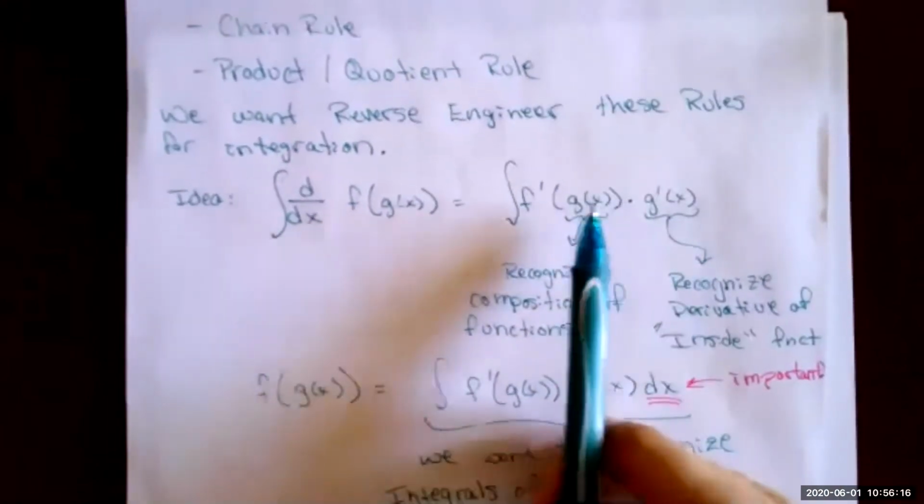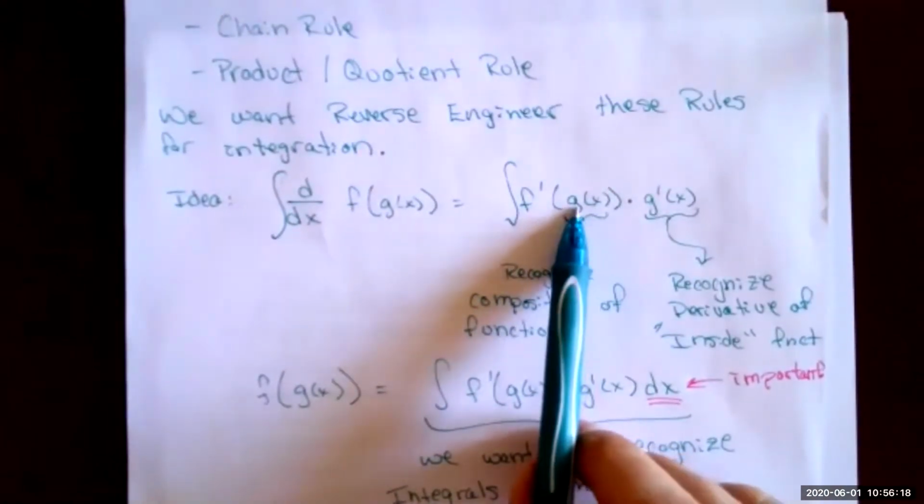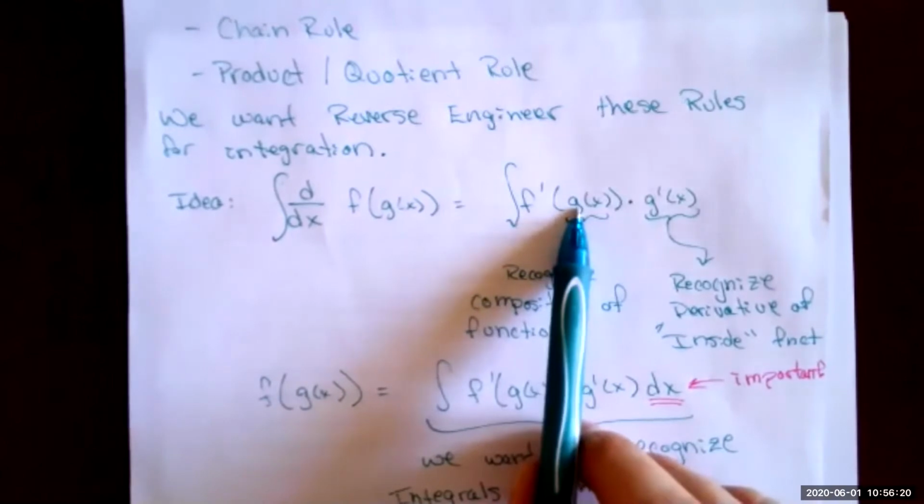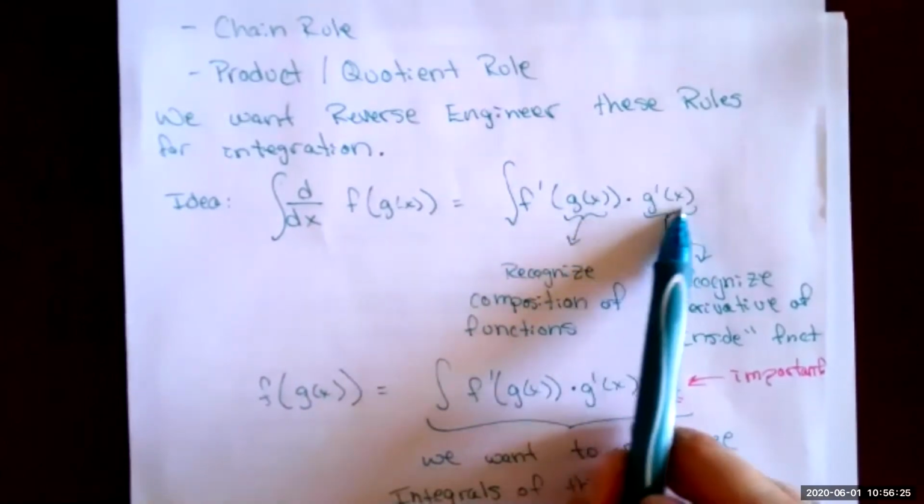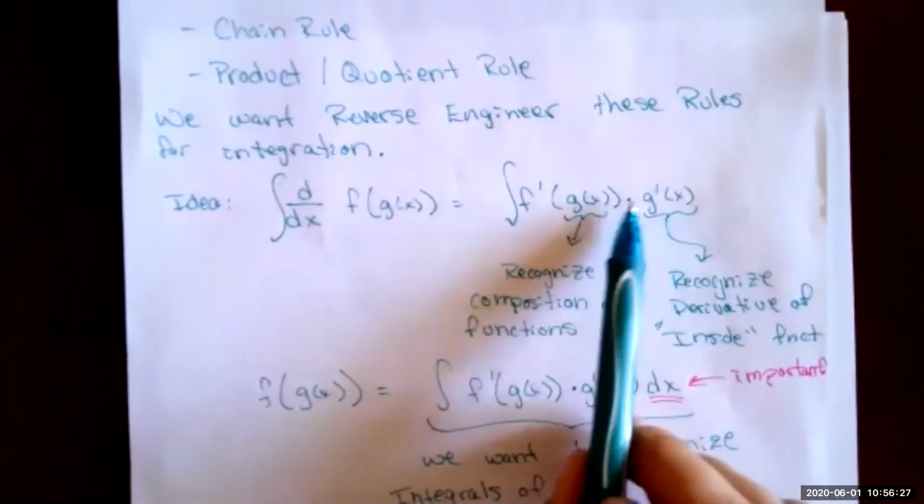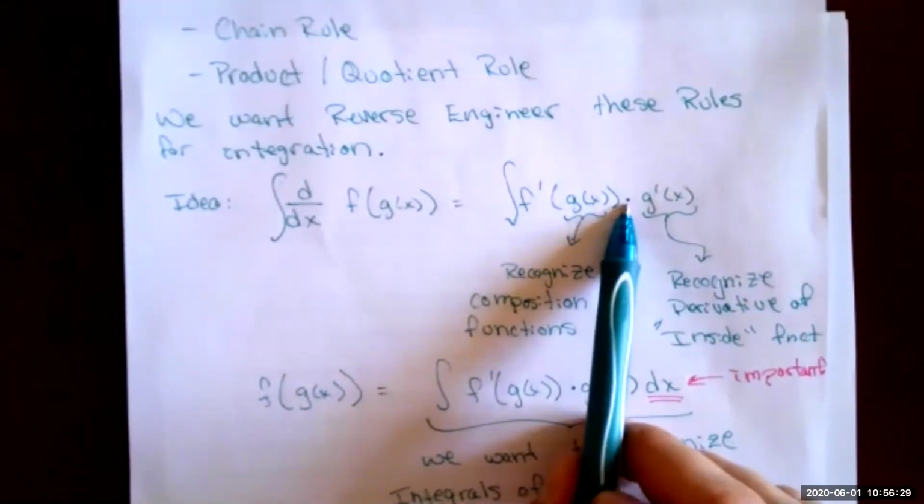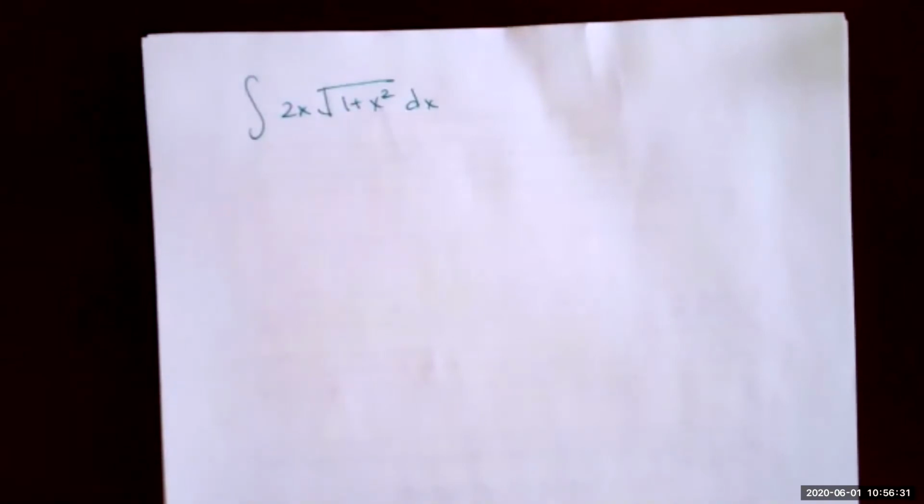And if you look at the sheet, let me keep my pages organized here. Right, the inside function should appear on the inside, but then its derivative will appear on the outside and should be multiplied on the outside. So that's really what we're going to be looking for.